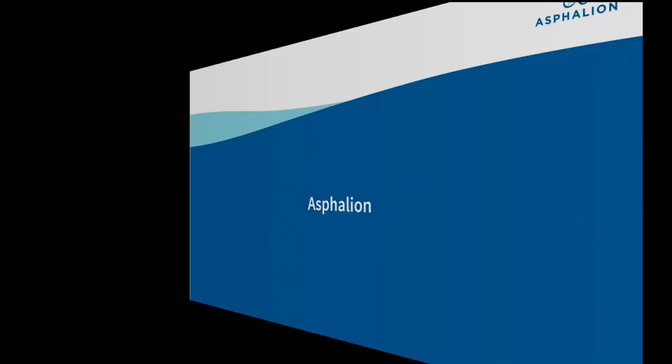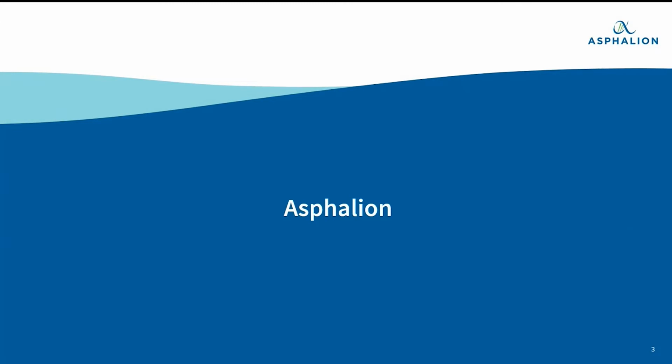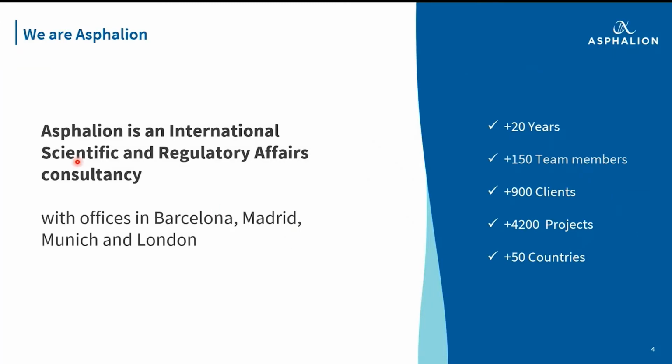So to start with, on Asphalion and who we are. We are an international scientific and regulatory affairs consultancy. We have over 20 years of experience and over 150 team members. We have worked with over 900 clients in more than 4,000 projects and in more than 50 countries around the world. We currently have offices in Barcelona, in Madrid, in Munich, and in London.